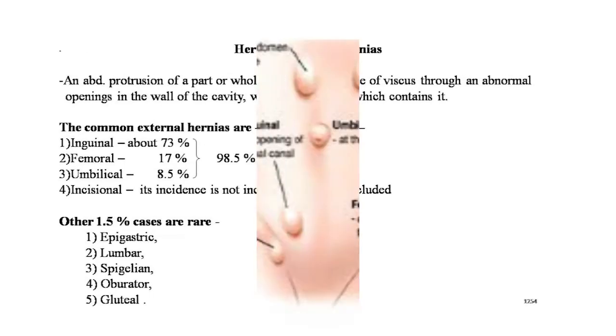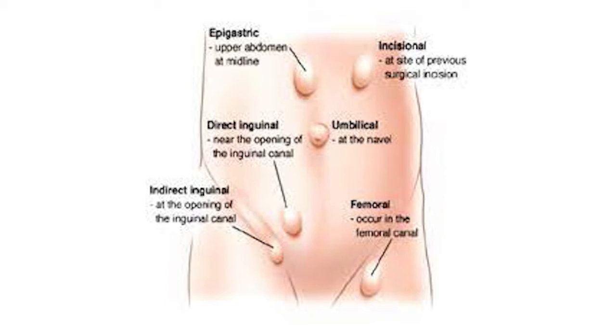Dear students, here is a good image on your screen showing the various external hernias on the abdominal wall: the epigastric hernia, incisional hernia, direct hernia, umbilical hernia, indirect hernia and the femoral hernia. All the hernial sites are shown in this image.